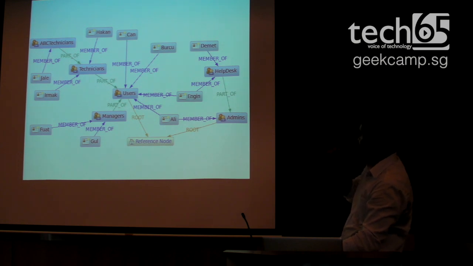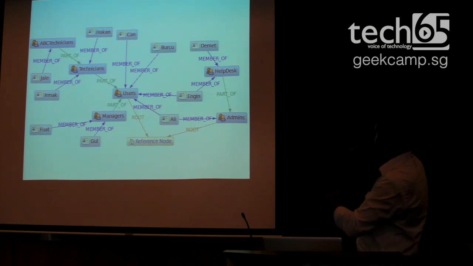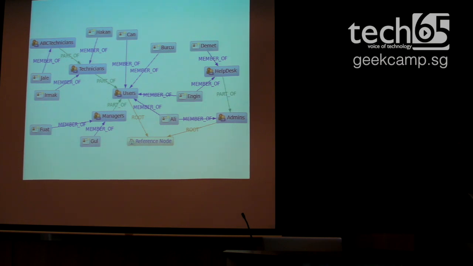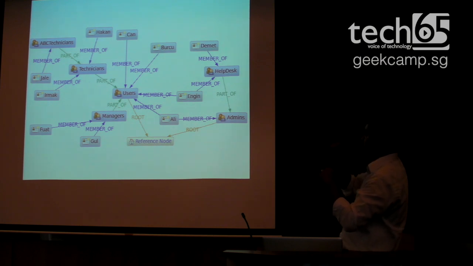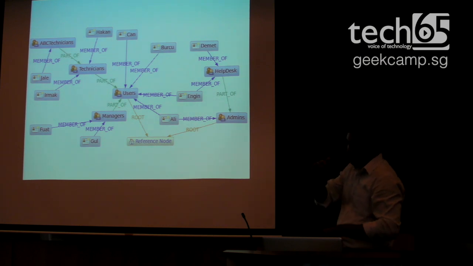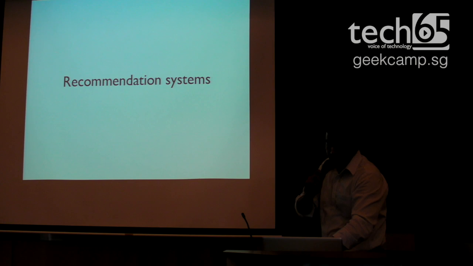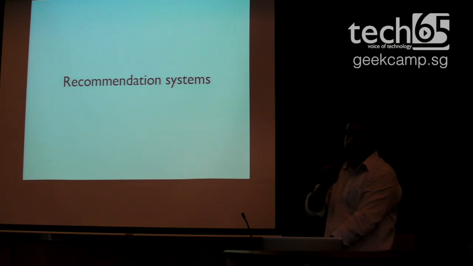Another similar kind of situation where you have access to parts of the system for generic groups of users, but you'd like to have specific permissions for individuals who may or may not belong to those groups. Another really common example of what graph databases can be used for is recommendation systems.